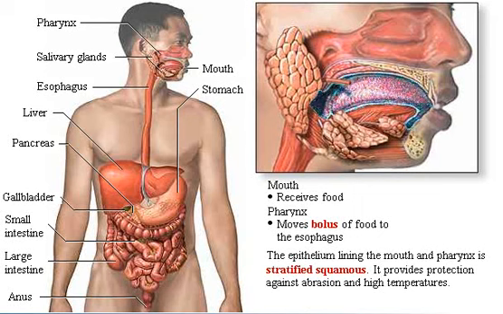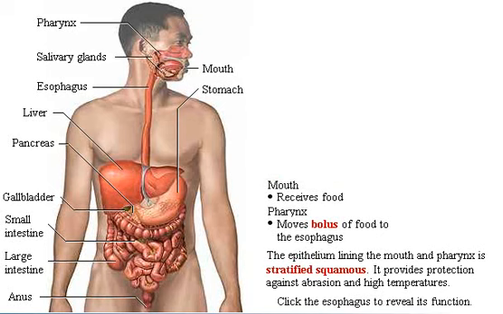The epithelium lining the mouth and pharynx is stratified squamous. It provides protection against abrasion and high temperatures. The epithelium covering the hard palate and dorsal surface of the tongue is keratinized. Click the esophagus to reveal its functions.